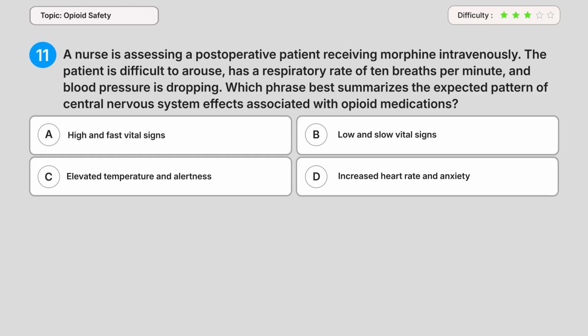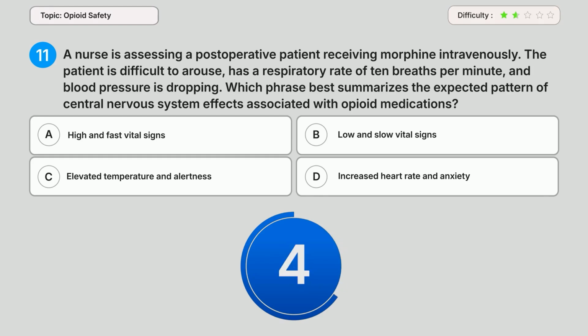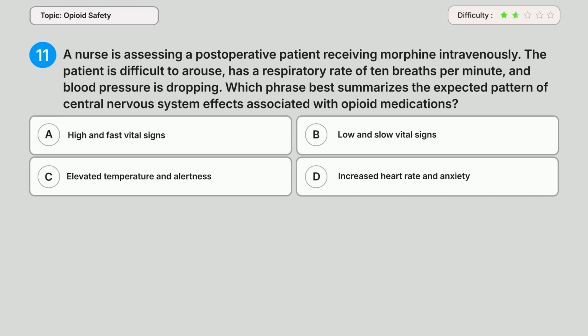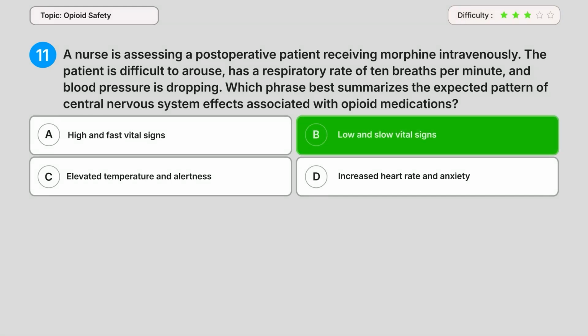A. High and fast vital signs. B. Low and slow vital signs. C. Elevated temperature and alertness. D. Increased heart rate and anxiety. Can you guess the answer? Correct answer, B. Low and slow vital signs.